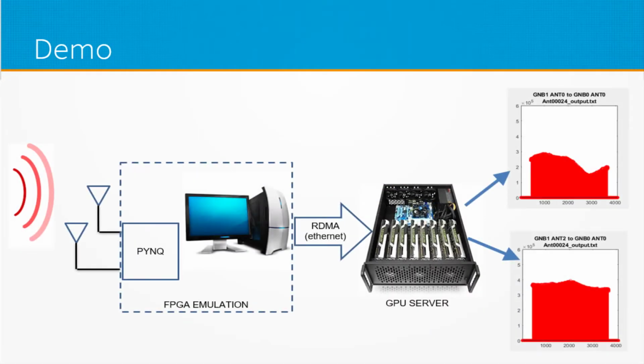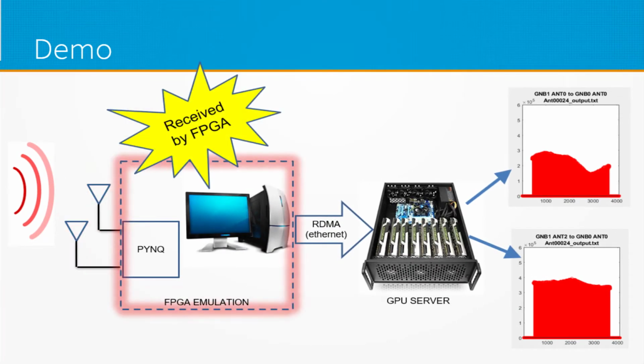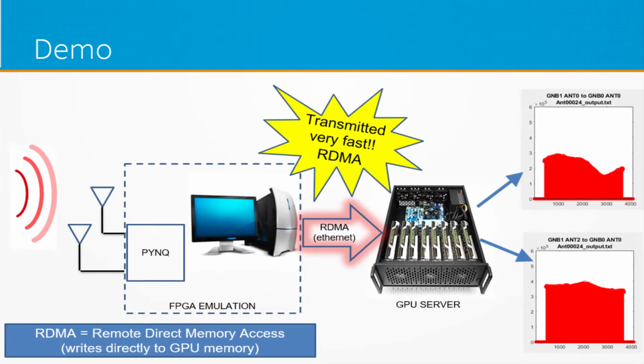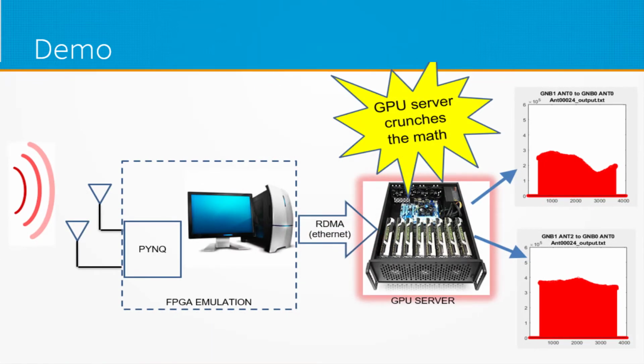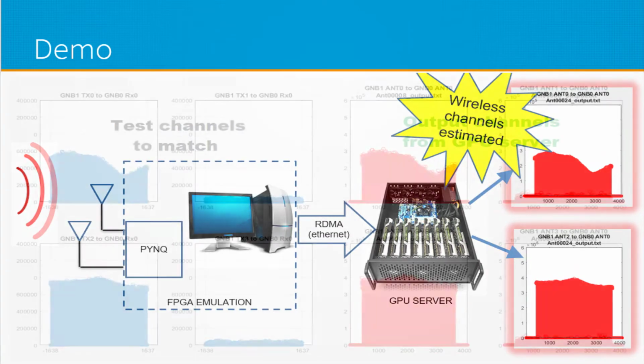So now we will show you the test vectors originating from the FPGA, the proxy server sending them via RDMA directly into the GPU RAM, the GPU server computing the channels, and then finally MATLAB plotting them as they show up.